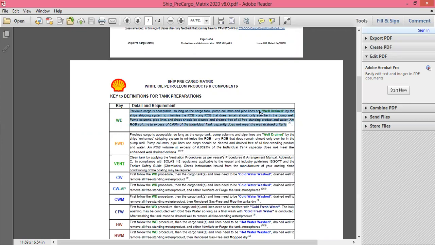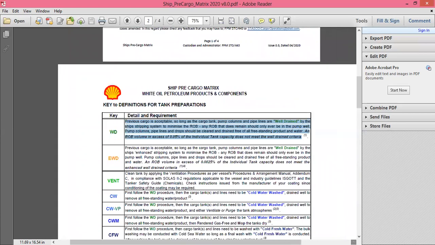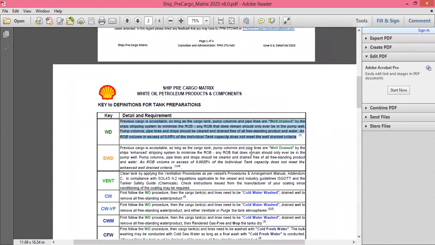So basically it means that you have to well drain the tanks, pumps, separators, casings, and pipelines. If it is CPP, if it is Framo pumps, then the pump, and if it is COP driven pumps, then the entire pipelines and the pump room and everything has to be stripped out. So basically all you need to do is properly strip. The volume remaining, or the ROB inside every tank, should not be more than 0.05% of the total tank capacity. If it is less than 0.05%, that means your tanks are well drained. So in the first case, when your sulfur content is less than 500 ppm, all you have to do is well drain. That's it. You don't need to do any tank cleaning.